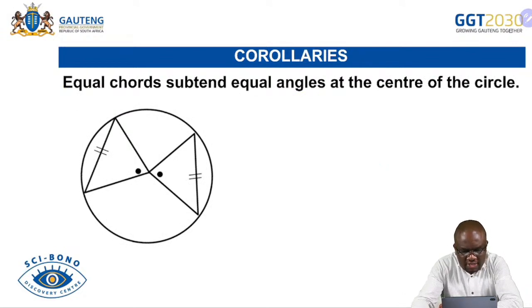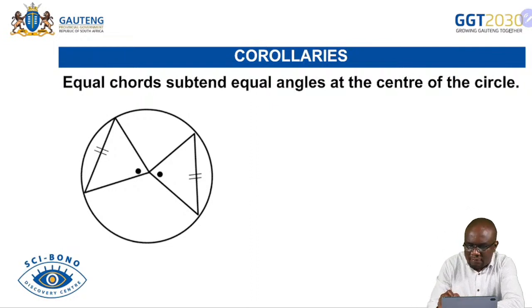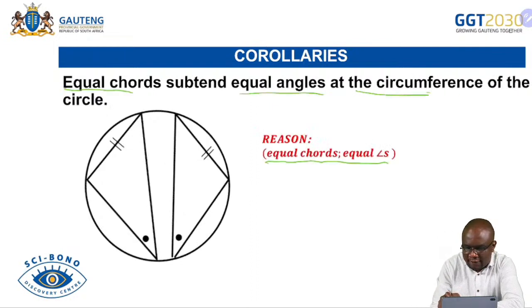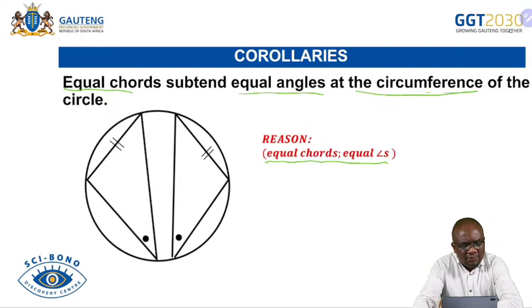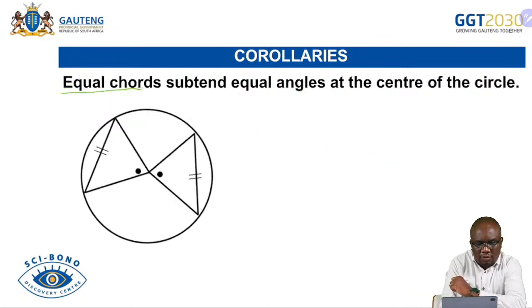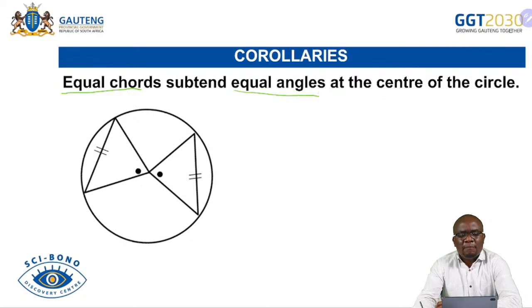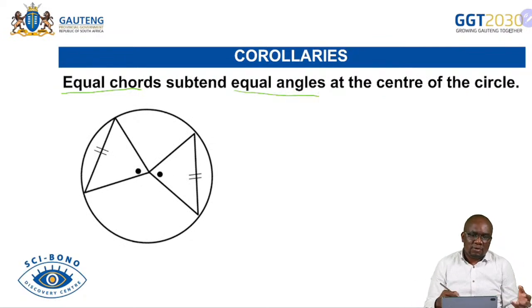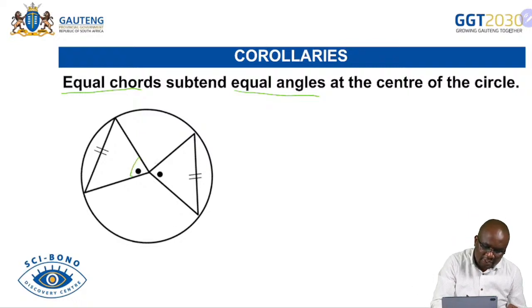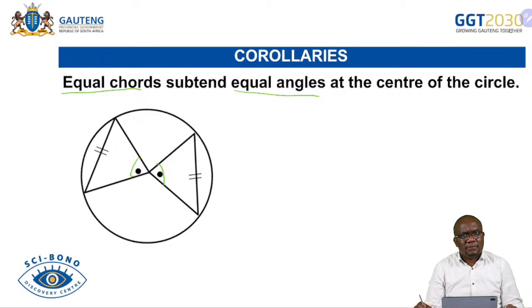And then we have equal chords subtend equal angles at the center. The previous one was what? Equal chords subtend equal angles at the circumference. Now this one, equal chords subtend what? Equal angles at the center. What do you think is the reason? Let's look at the statement there. Equal chords, equal angles. Still the same thing, but now the difference is equal chords, equal angles at the center. This angle is equal to this angle. Don't forget that.